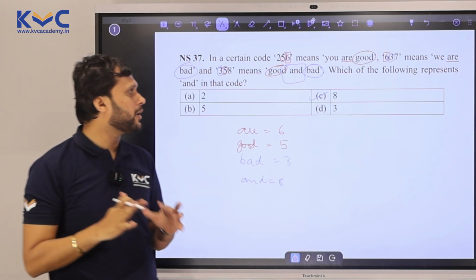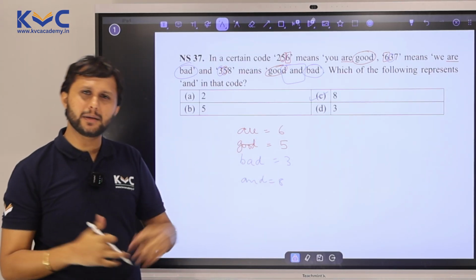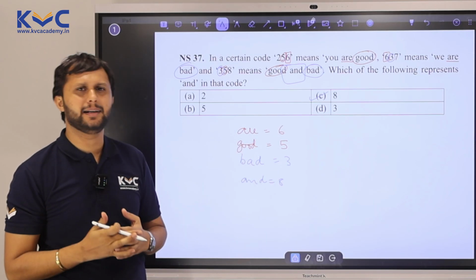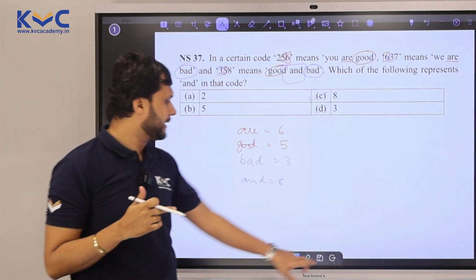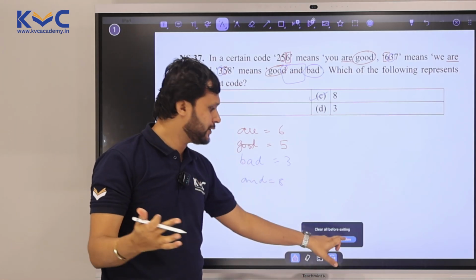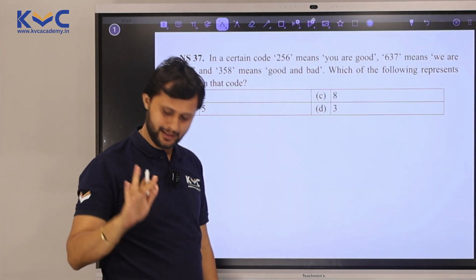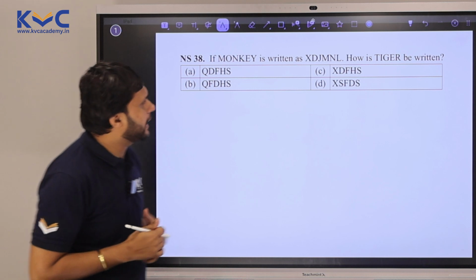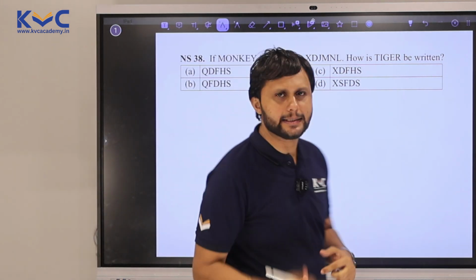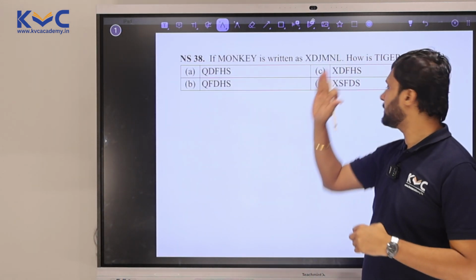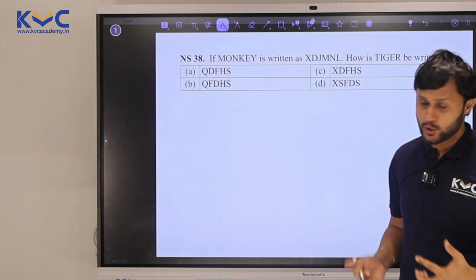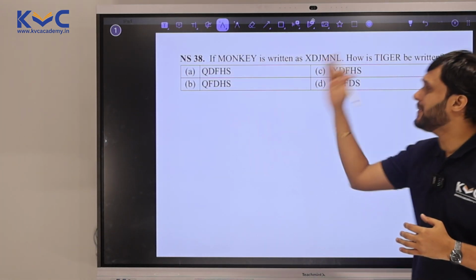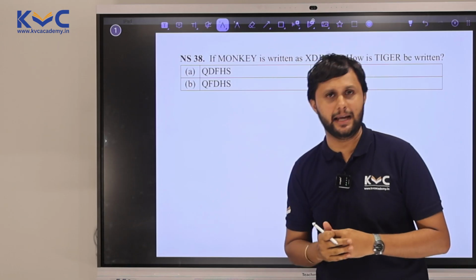It's not even in the same order, but from the clues that are given using the logic, that's all it is about in logical reasoning. Using logic, sometimes even logic does not make sense. Yes. If monkey is written as X, D, J, M, N, L, how is tiger written? So one logic is given to us directly, the next word is asked. So some connection has to be derived from the word monkey to the coding that they have given.